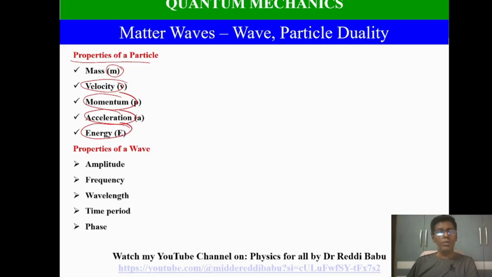Now coming to the properties of a wave, a wave can be characterized by its wavelength, its frequency, amplitude, time period and phase. Now we can compare both the properties of a particle and the properties of a wave. There are no similarities between the particle properties and the wave properties.